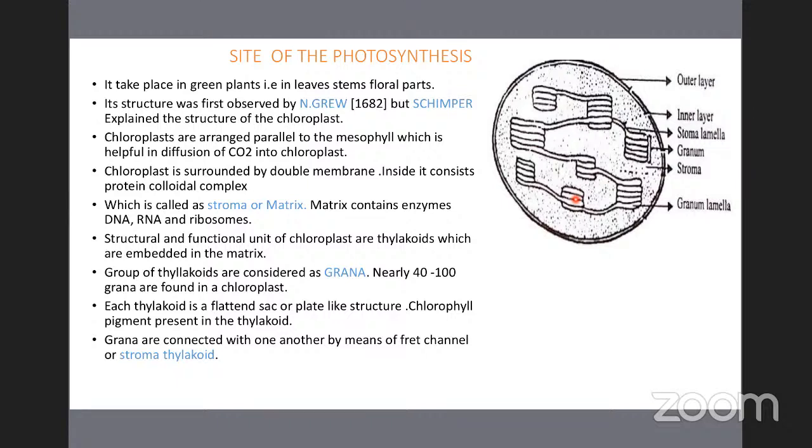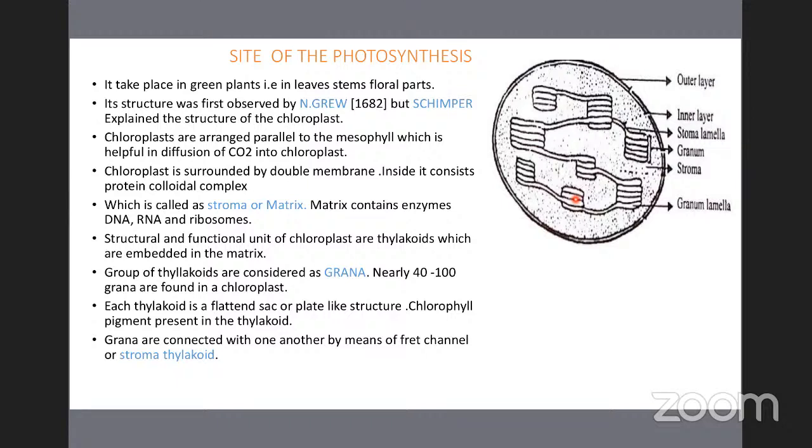Why? The reason for that type of arrangement is easy diffusion of CO2 into the mesophyll cells. The chloroplasts are arranged parallel to the mesophyll cells. That is the reason for that.